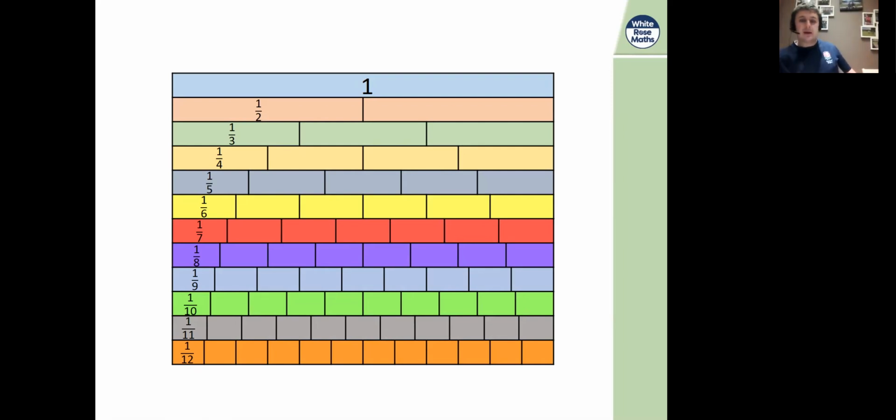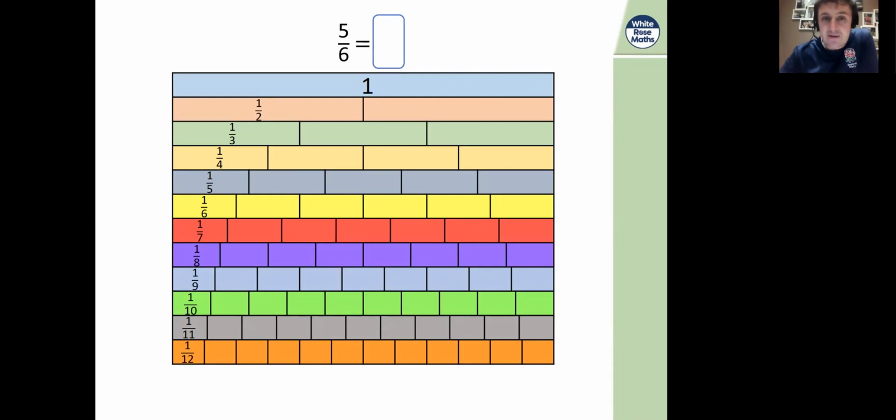Now, like I said, fraction walls like this are really handy for working out equivalent fractions. So if I wanted to find some equivalent fractions for 5/6, what I do is I find my 6, the yellow row in the middle, and I find 5 of them. I go to the end of the fifth one, where the interval marker is, and I look up and down my fraction wall for anything else which is exactly the same mark.